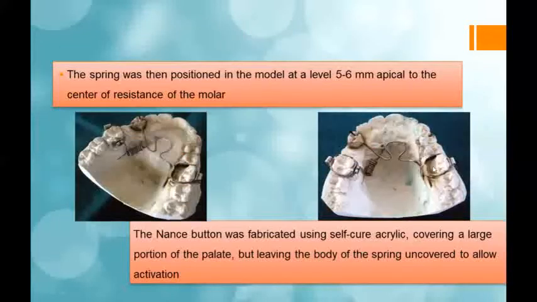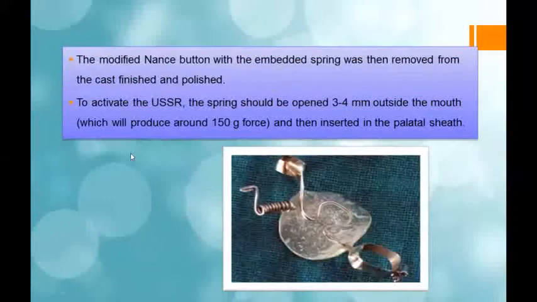The spring was then positioned on the model at the level of 5 to 6 mm apical to the center of resistance of the molar, and the Nance button was fabricated using a self-cure acrylic that covers a large portion of the palate, but leaves the body of the spring uncovered to allow the activation. The modified Nance button with the embedded spring was then removed from the cast, finished and polished.